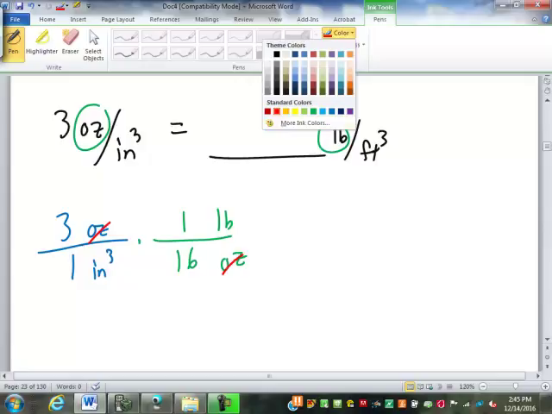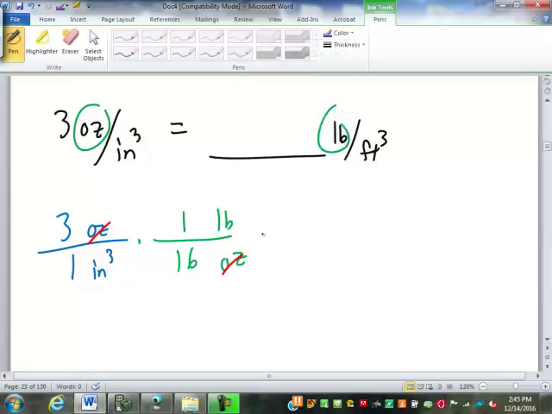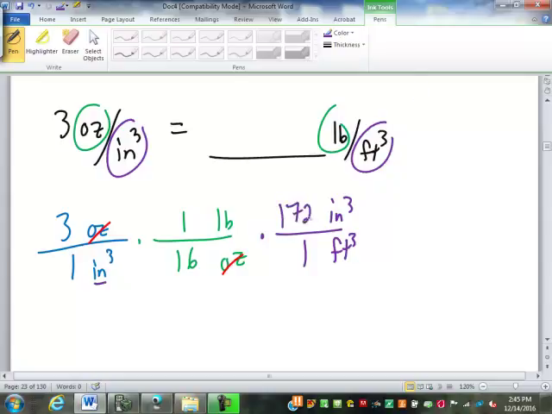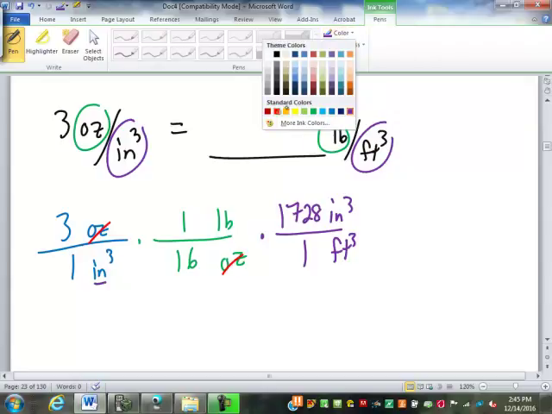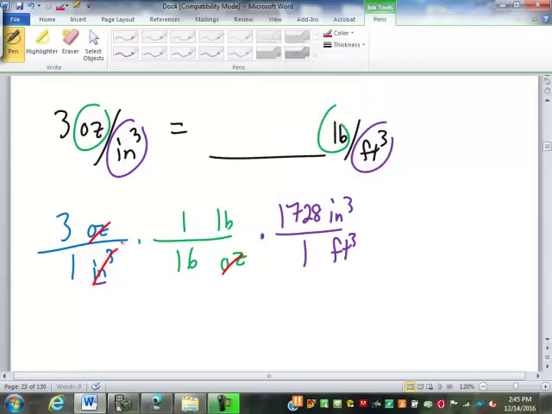Now we have to get rid of the cubic inches. So they're on bottom, so to cancel them out, I put cubic inches on top. And we're going from cubic inches to cubic feet. 1 cubic foot is how many cubic inches? Not 144, but perfect, 1,728. Good job. So our cubic inches cancel out. We now have pounds on top and cubic feet on bottom, which is what we want.